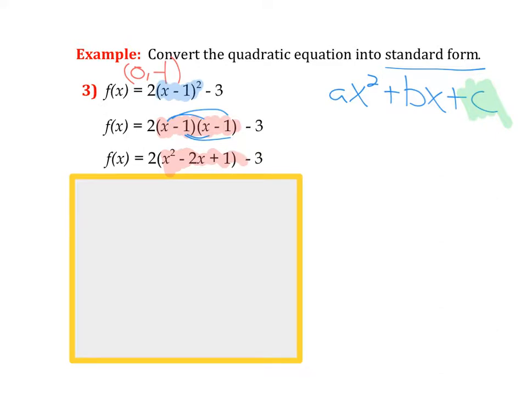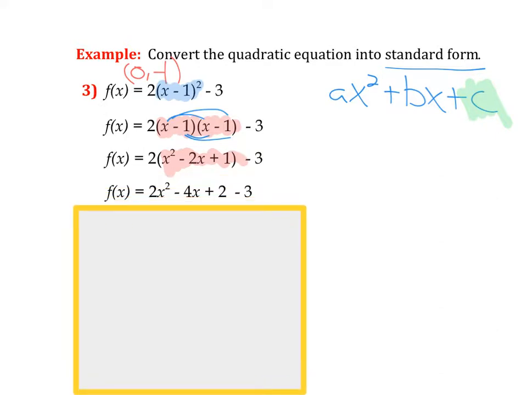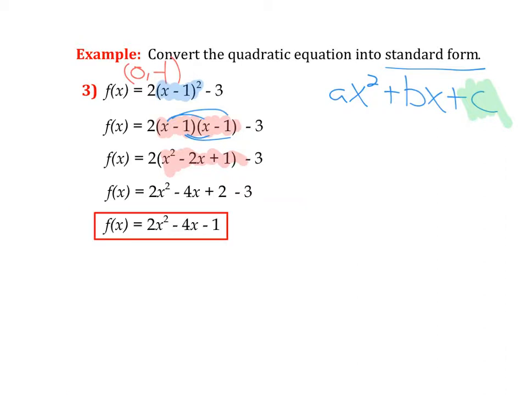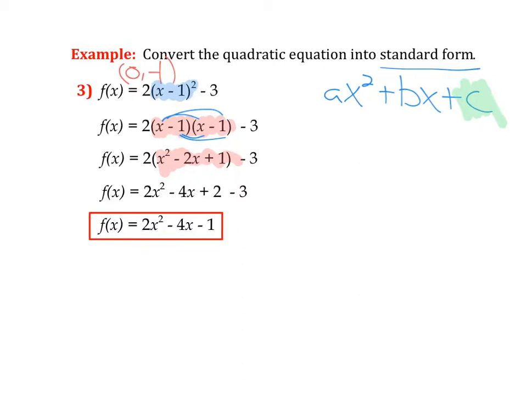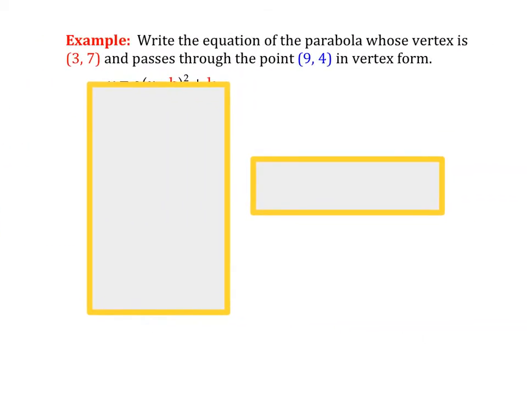Now we can distribute that 2 into there. And then we combine our like terms. And holy cannolis, our y-intercept is negative 1, just like we'd predicted. So I'm going to use that as a sign that we did things correctly. Neat. All right, last problem.